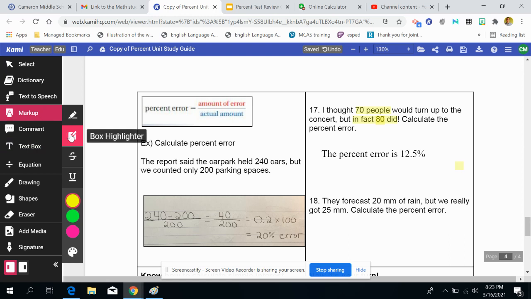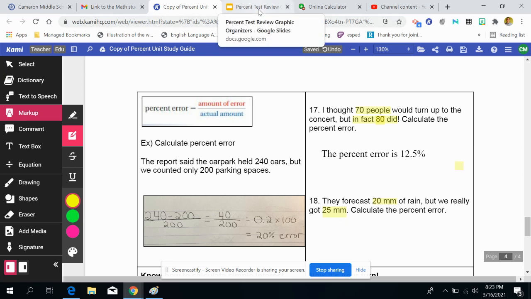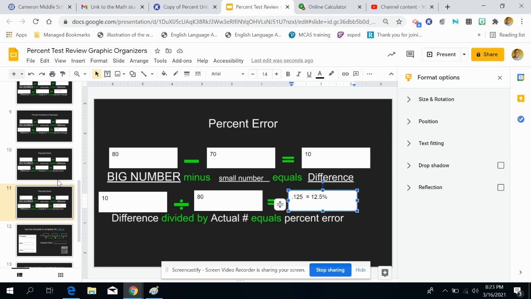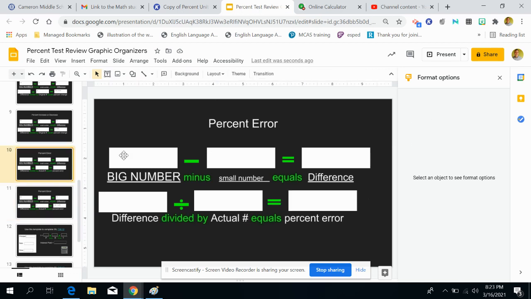All right, let's take a look at number 18, which is also a percent error problem. I'm going to use my highlighter. They forecast 20 millimeters of rain, but we really got 25 millimeters. Calculate the percent error. So we predicted that there was going to be 20 millimeters of rain, but we actually got 25. So that is an error. We made a prediction that was wrong. So we're going to, again, use the percent error organizer in order to solve this problem.